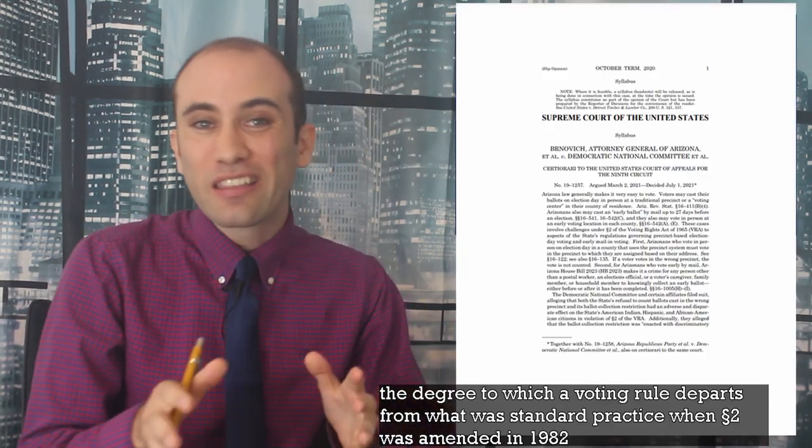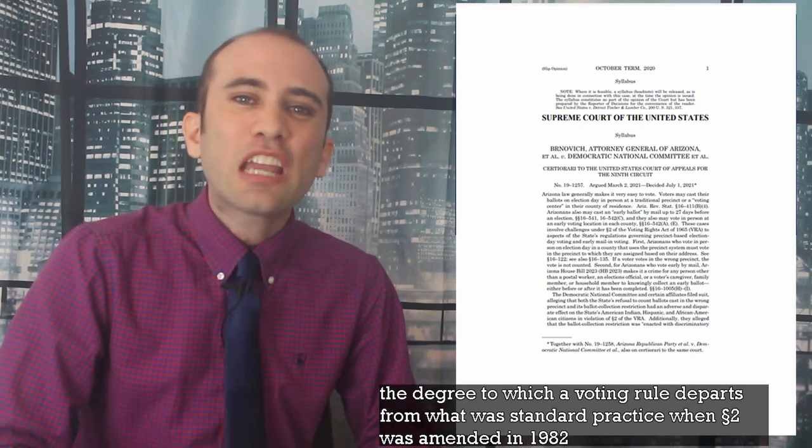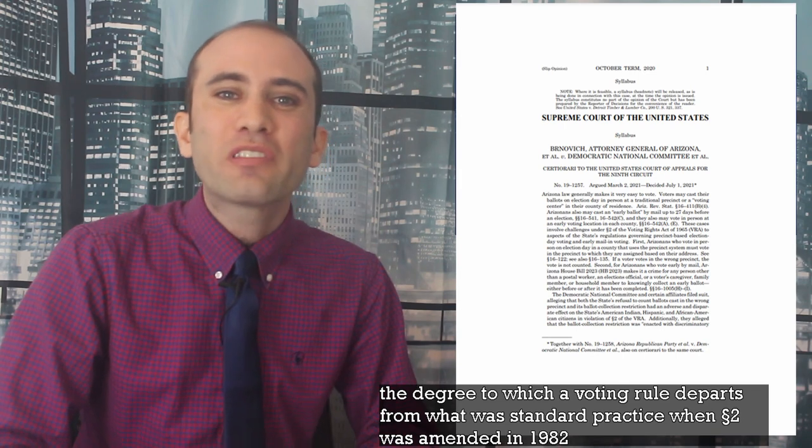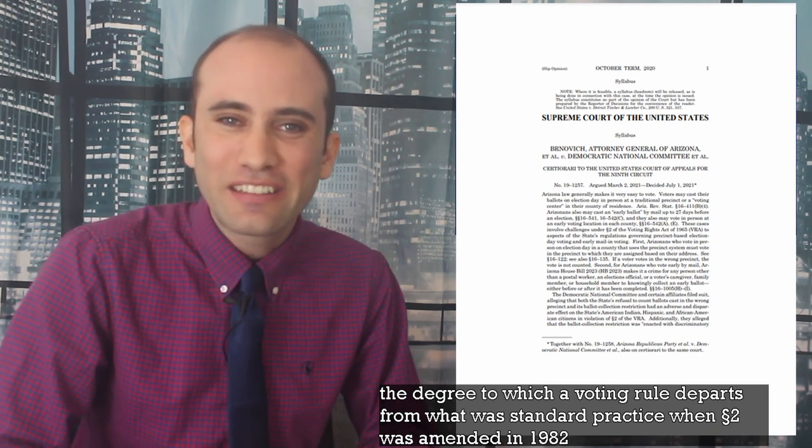Second, and this second consideration is a bit odder, but you should consider the degree to which a voting rule departs from what was standard practice when the section was last amended in 1982. Alright, let's hold these discriminatory laws to the standards of what would fly in the early 1980s. If Congress was fine with it when they enacted the amended law, well, they shouldn't have fresh objections now.